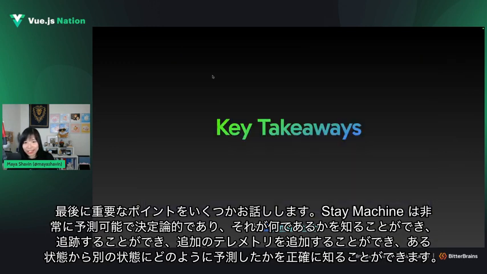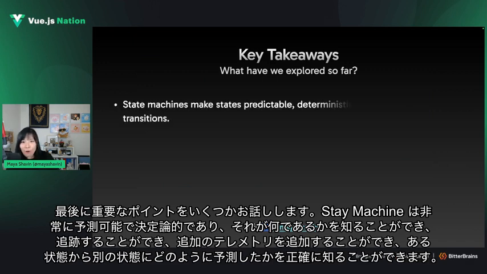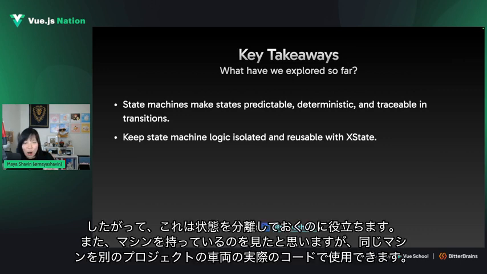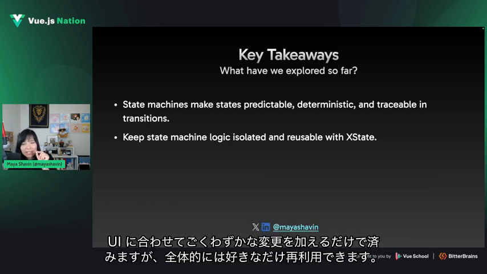And that's it. Before we finish, some key takeaways. State machines make it very predictable and deterministic, because we know what it is, we can trace it, we can add additional telemetry, and we know exactly what we expect from one state to another. But that means we really need to predict it. We need to plan ahead how it looks. It also helps us keep the state isolated. Like you saw, I have the machine. I can use the same machine in React code, in Vue code, in different projects. I just need to make a very minor change to match the UI, but overall, I can reuse it as much as I want.